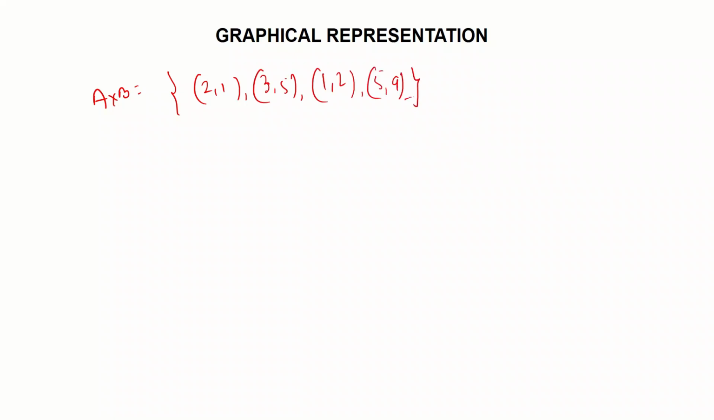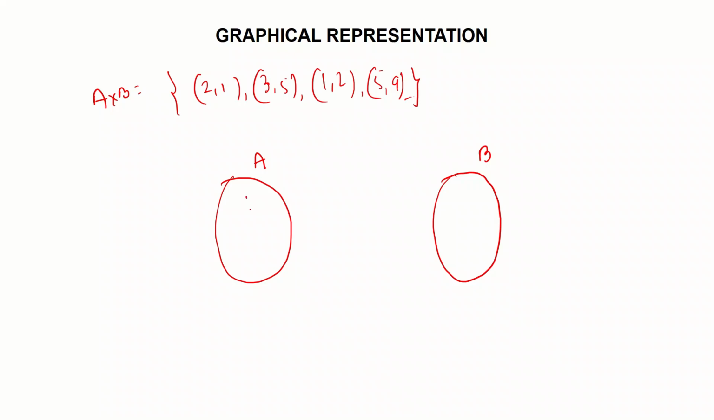Okay, graphical representation of a Cartesian product. Assume that I am given some Cartesian product as A cross B is equal to 2 comma 1, 3 comma 5, 1 comma 2 and 5 comma 9, and there could be some more elements as well. I'm not writing down all of them. So suppose that here is your set A and here is your set B.